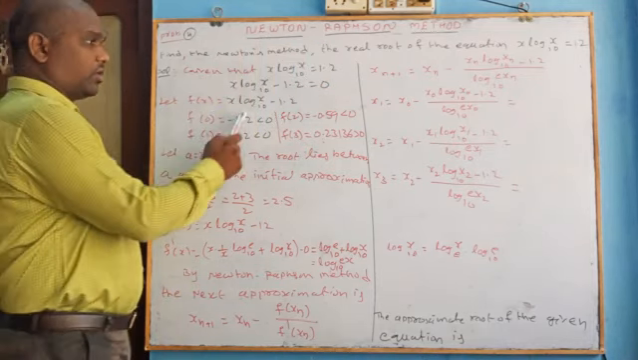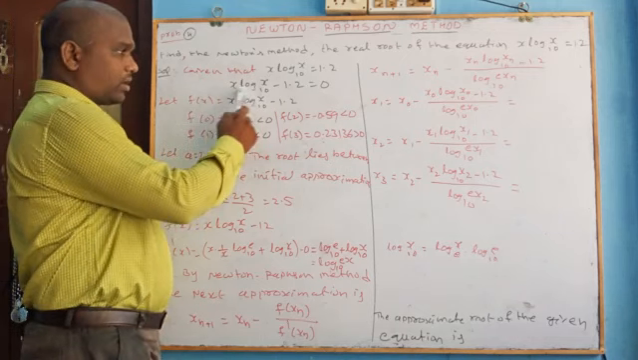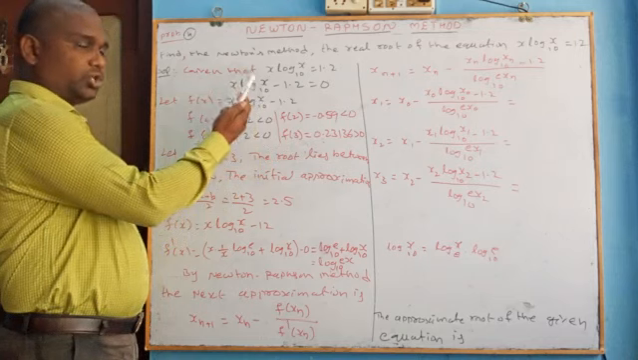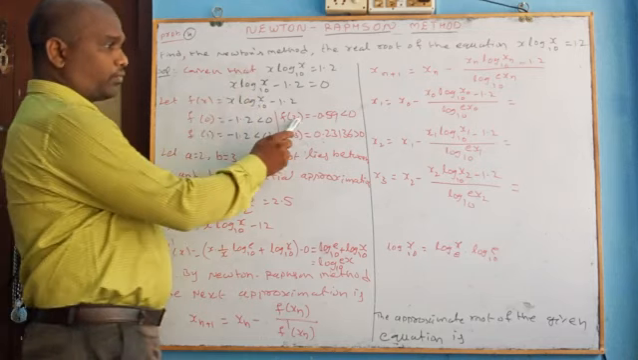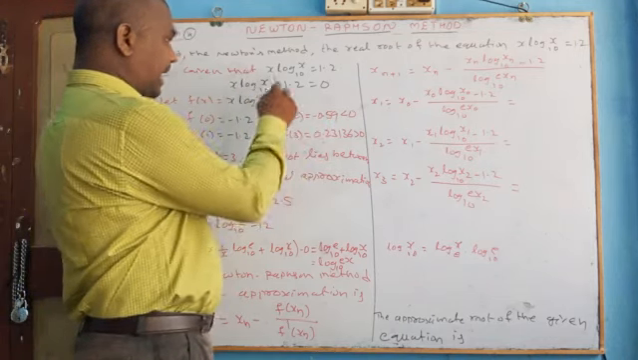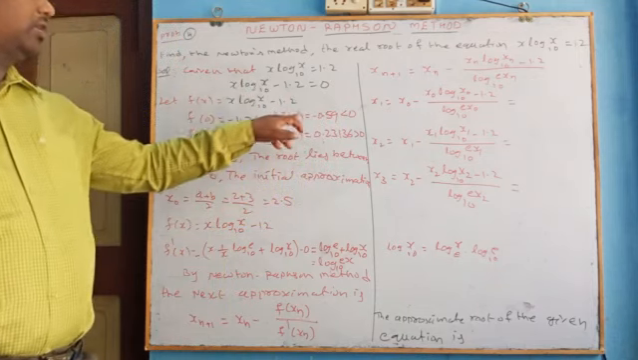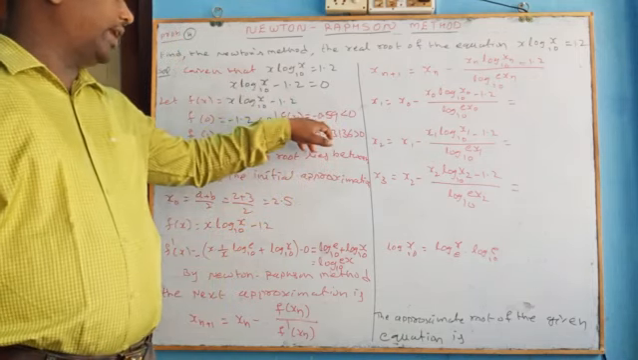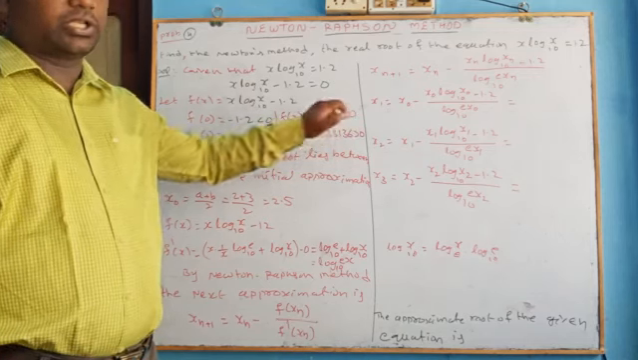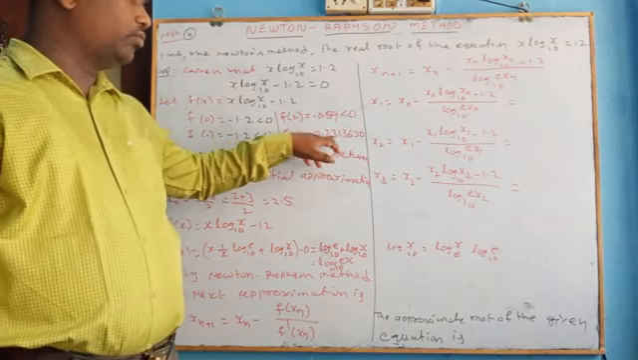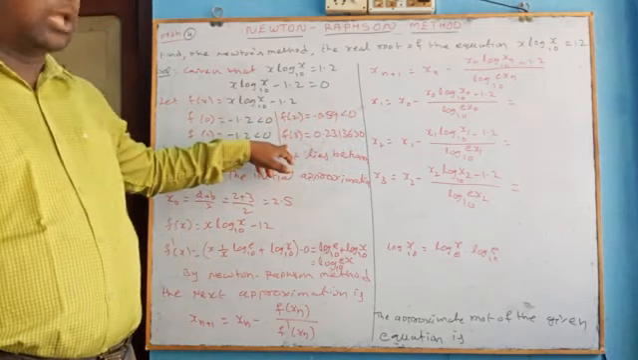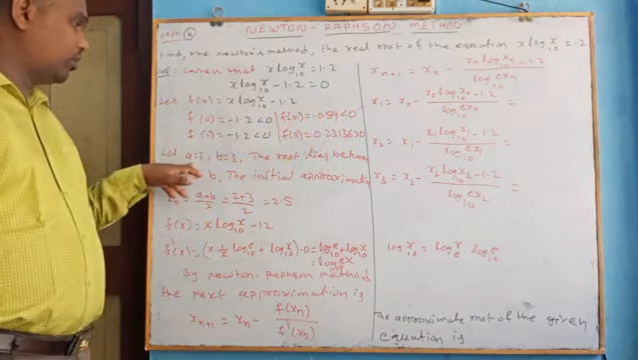So f of 0 is equal to, put x equal to 0 here, 0 minus 1.2. f of 1 is equal to log 1 base 10 is 0, so minus 1.2. f of 2 is equal to minus 0.59. You can find the f of 2 value in the calculator. So we get minus 0.59, which is less than 0. And f of 3 is equal to 0.23136, which is greater than 0. So f of 2 and f of 3 have opposite signs. The root lies between 2 and 3. Let a equal 2 and b equal 3.